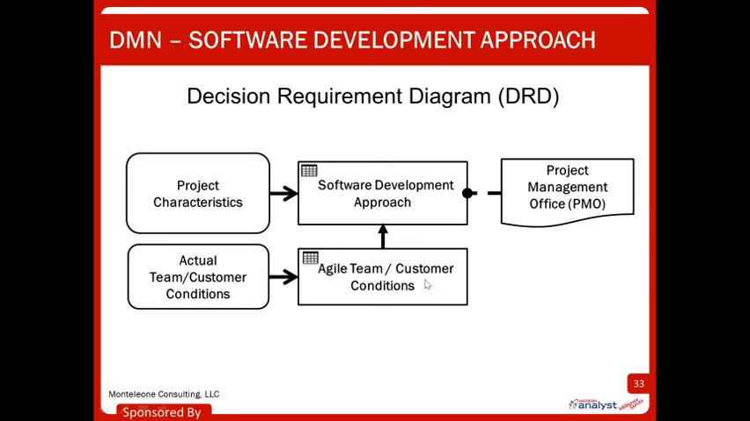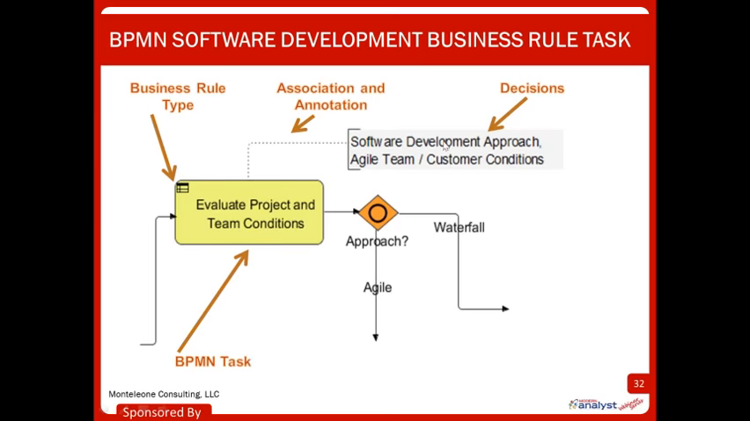So this goes into DMN now. And there is this diagram called the decision requirements diagram. And you'll see there are various different boxes that have certain meaning in DMN. The most important ones are these two rectangular boxes right in the center. One is called software development approach, and the other one's Agile team customer conditions. Now, if we just look at those two, I'm going to go back a slide. Those were the two that were mentioned in terms of decisions for the annotation for the BPMN model.